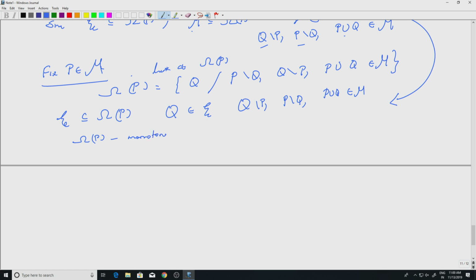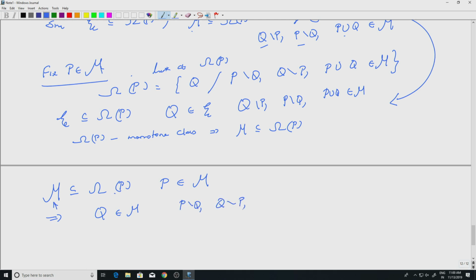Same proof will work. Monotone class implies script M will be itself inside omega p. What does that mean? Let's write down that. Recall that p was fixed in M. This means that if I take any q in M, that will be in omega p, which means p minus q, q minus p, p union q are all in M.